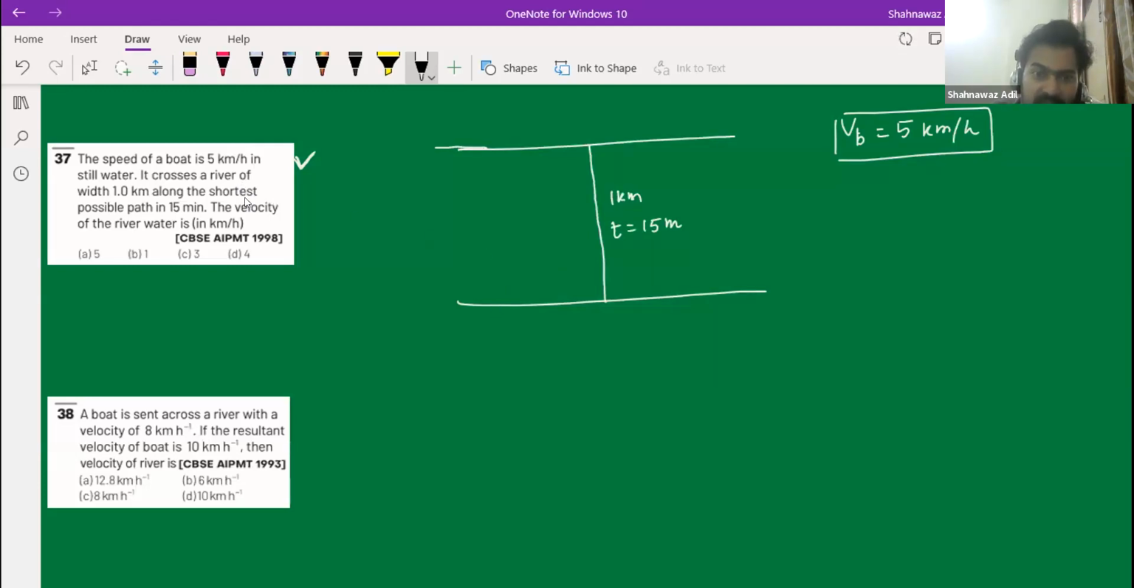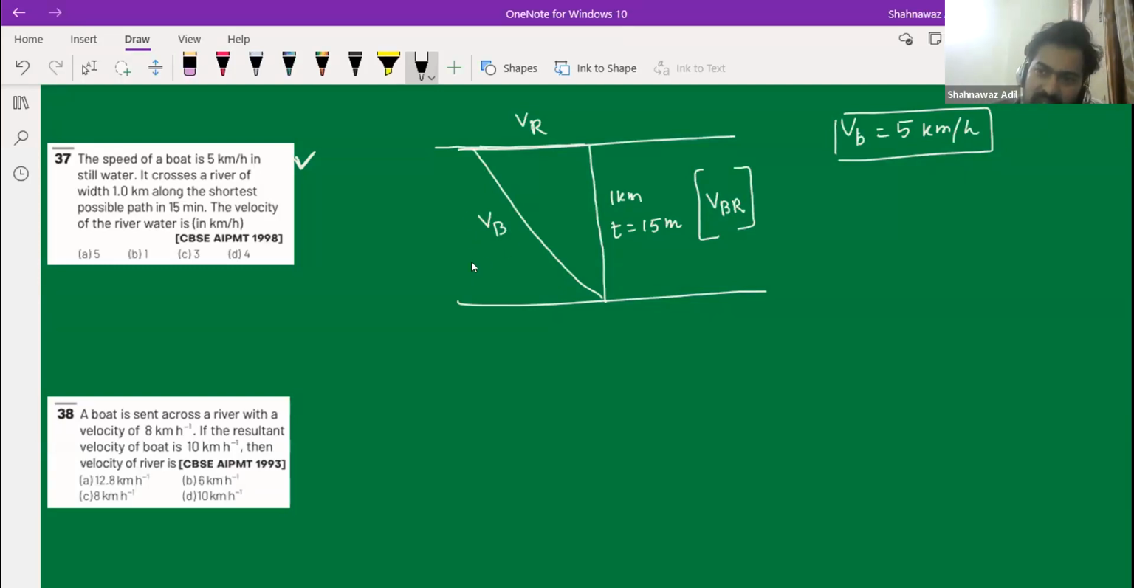If u is the velocity of the river water in kilometer per hour, then along the shortest possible path, the boat has to move in this direction. This is the velocity of the river, and this is the velocity of the boat in still water. This velocity would be the resultant velocity.